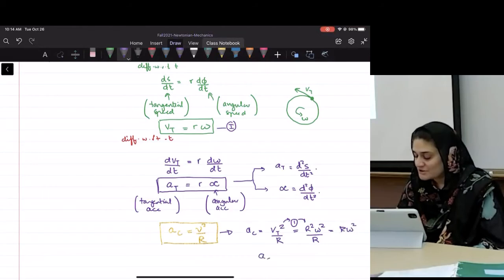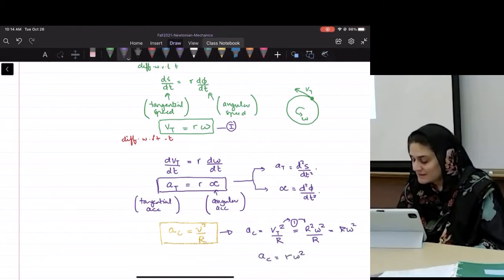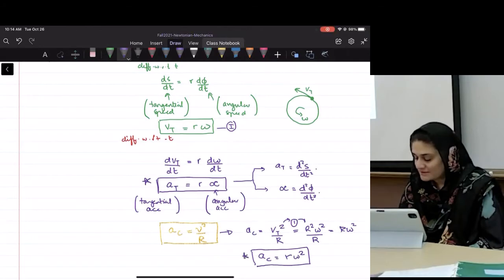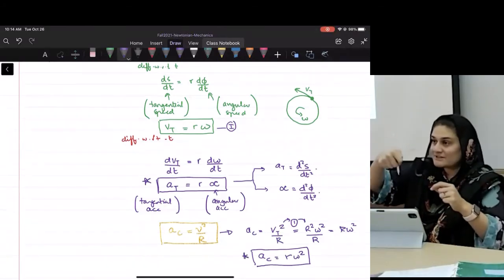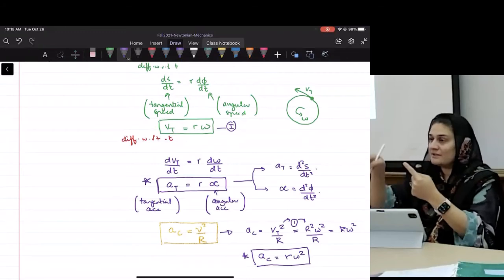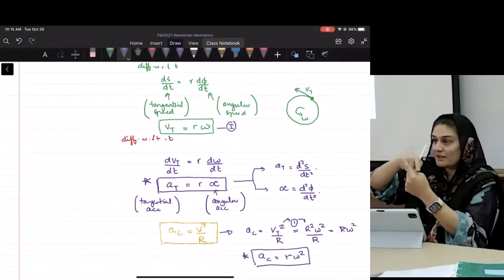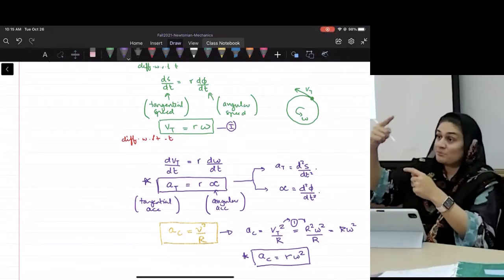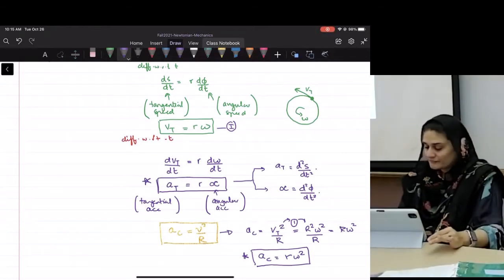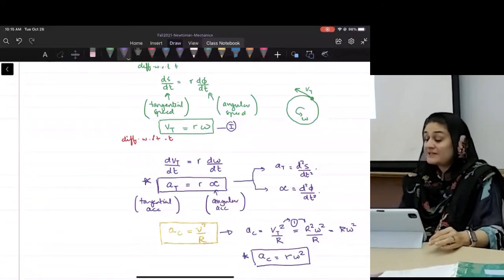So the relationship between a_c and a_t is this. So this versus that. Centripetal acceleration is the acceleration that pulls it towards the center. Got it? And it has to do with omega. Tangential is what makes it go outwards. And a_t equals R alpha. You said that alpha is angular acceleration? Yes, alpha is angular acceleration.